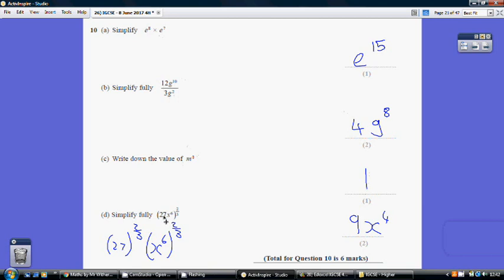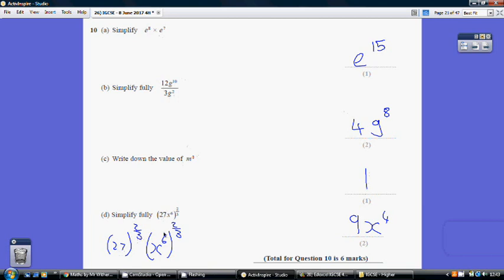Now for part D, each of these two parts inside the bracket has to be to the power of 2/3. So we've got 27 to the power of 2/3, and also x to the power of 6 to the power of 2/3. Now you can just pop this straight into your calculator to work out this component, but alternatively, if you're trying to do it in your head, you're cube rooting 27, which is 3, because 3 times 3 times 3 is 27, and then secondly you're squaring it, 3 3s are 9. So this cube roots the 27 to 3, and then this squares that to 9.